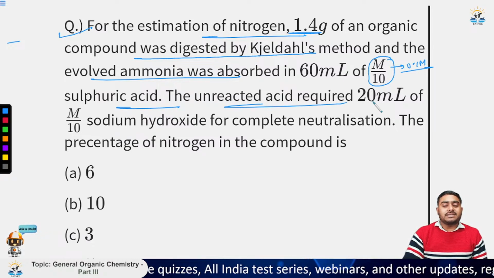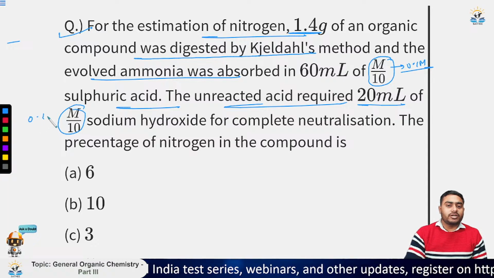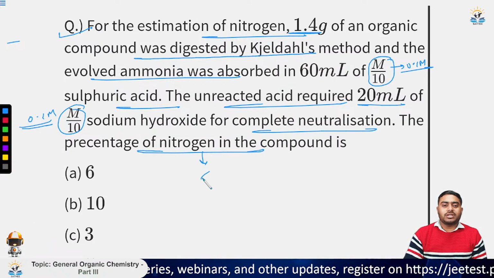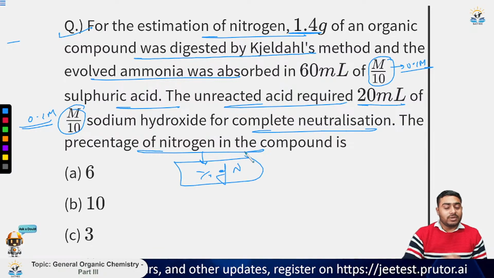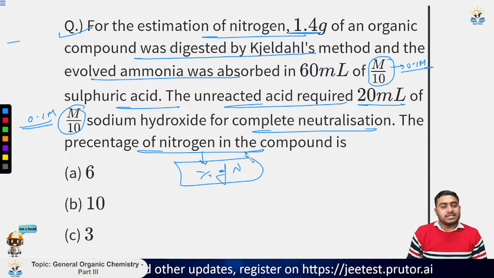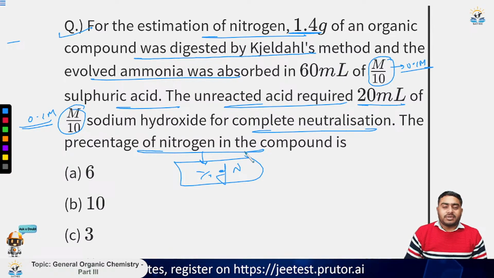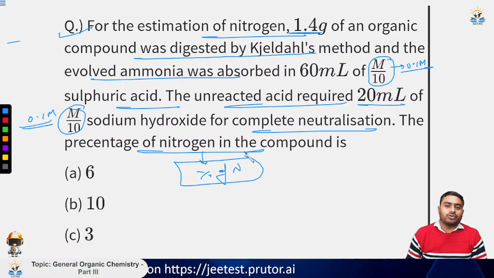The unreacted acid required 20 ml of M by 10 sodium hydroxide. That means both molarities are the same. For complete neutralization, what is the percentage of nitrogen in the compound? Simply you have to calculate. You can use the formula that I have given you to calculate the percentage of nitrogen according to the Kjeldahl method as well. You will get the answer among 6, 10, 3 or 5.